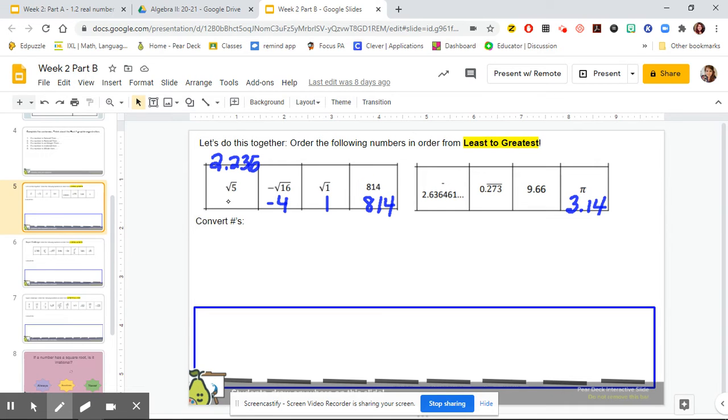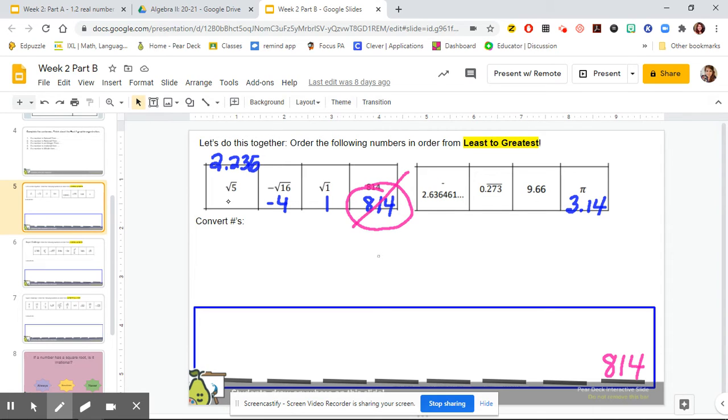So if we look at this, we are going to order these from least to greatest. Obviously, we look at a lot of these numbers, and most of them are just single-digit numbers. However, I do see this 814, and that is very different and much bigger than all the other ones. So I can assume that is the biggest number. So I'm done with that one.